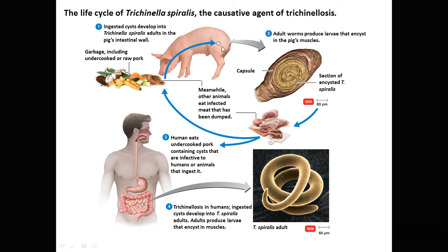In the pig, the pig consumes the eggs, and from eggs the larva hatches and then moves to the muscles and forms these capsules that are consumed by the humans. And in humans, the adult worms develop, and they produce larvae that can then go to the blood and go to the muscle and encyst there.